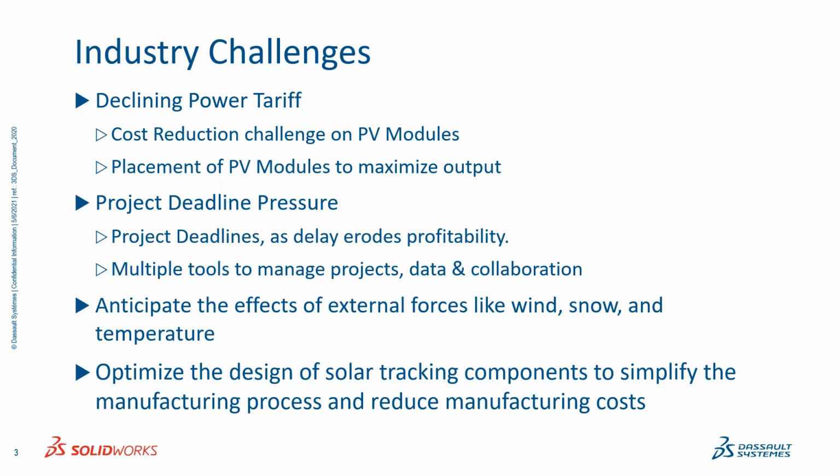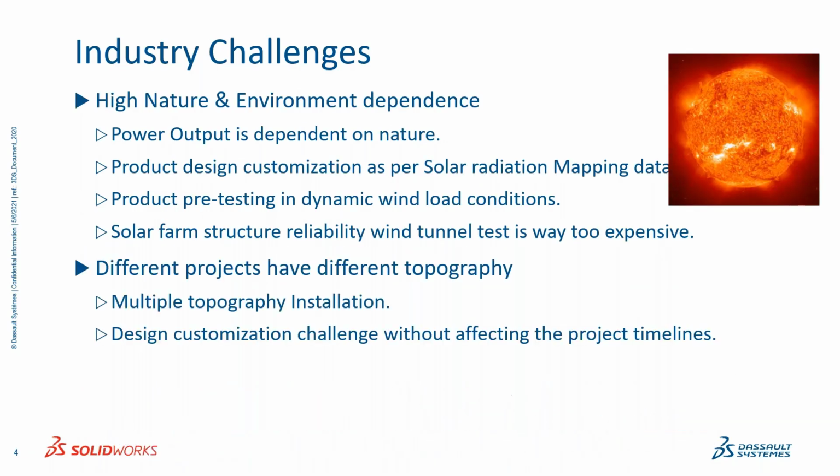Of course, we are dealing with nature, and nature is the most unstable thing in the current scenario. Nobody can predict nature, and solar energy is totally dependent on the energy source coming from nature, so it is unpredictable. What are the other impacts? There is high environmental dependency; the power output is dependent on nature. Solar radiation also depends on the place where we are.